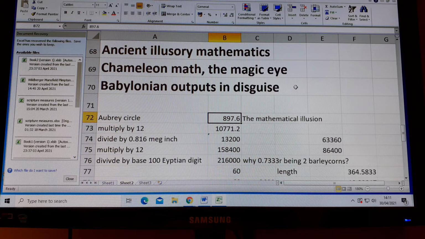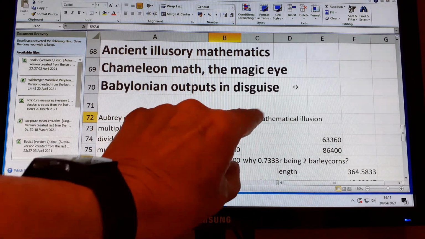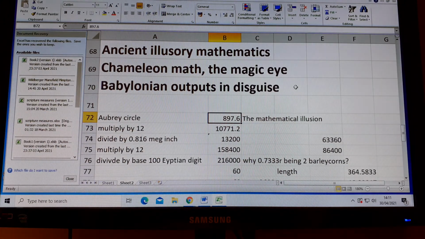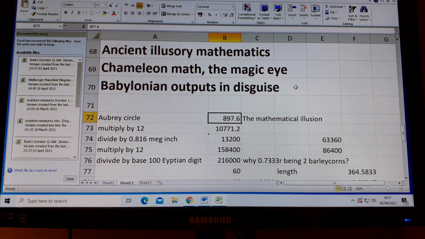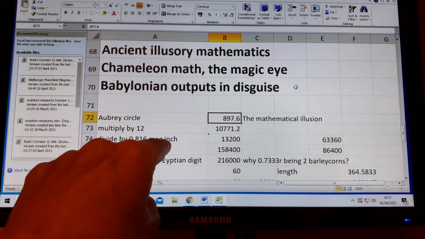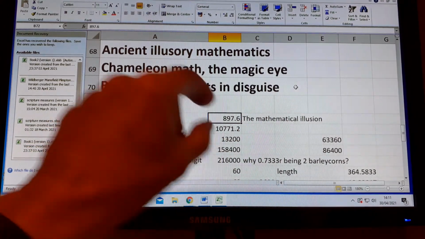And I couldn't see these 3 dolphins in 3D on this page until my son explained to me that I had to relax. And it's the same kind of illusion when we look at 897.6, because that's in feet. So the obvious number coming out of that is multiply by 12, and we get 10771.2. What kind of number is that, you'd say? Anybody would. But when you divide it by Tom's megalithic inch, we get 13200.